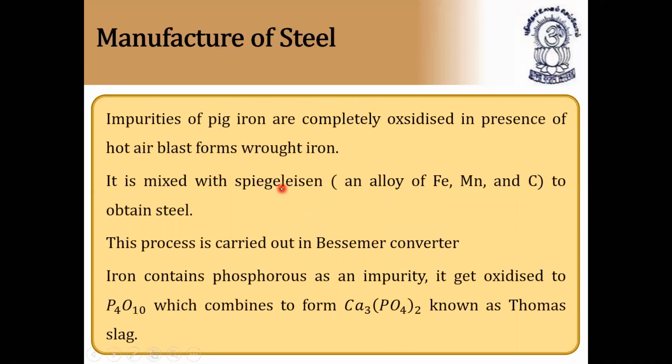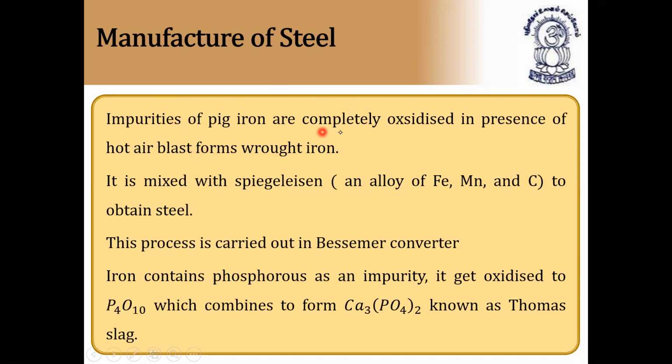Next, continuation: manufacture of steel. You already know steel is very, very important. It's an alloy consisting of iron, manganese, and carbon. From the blast furnace, we already got iron. We have 93% iron and 2% manganese, and carbon and phosphorus also. With this, we can easily obtain steel. So let us see how to manufacture steel.